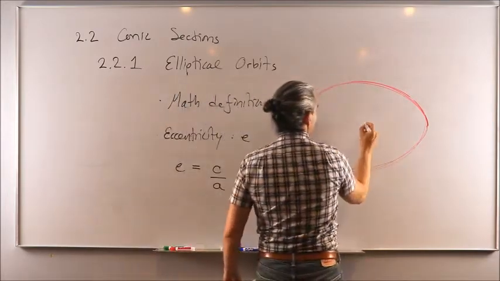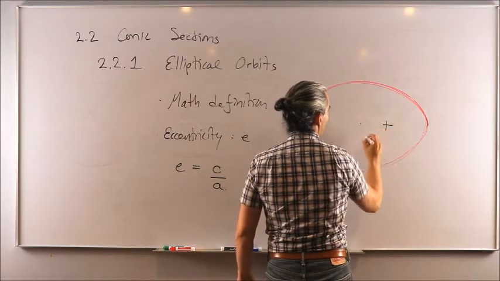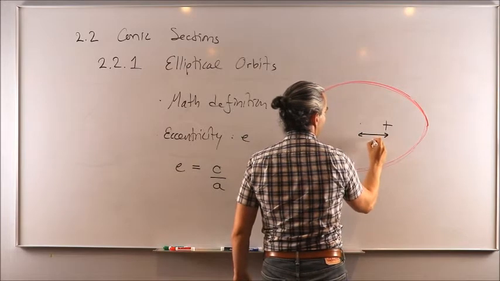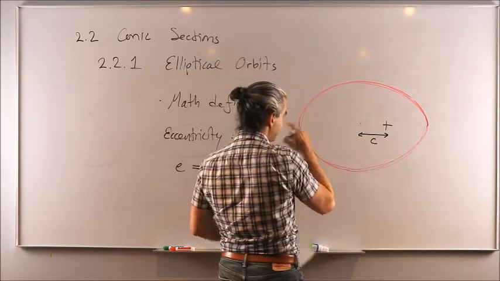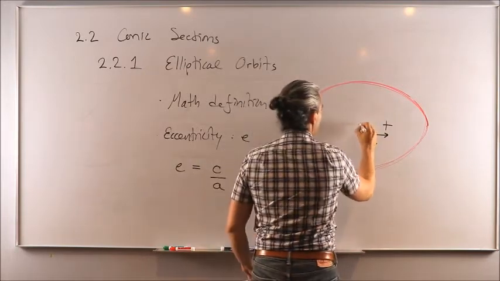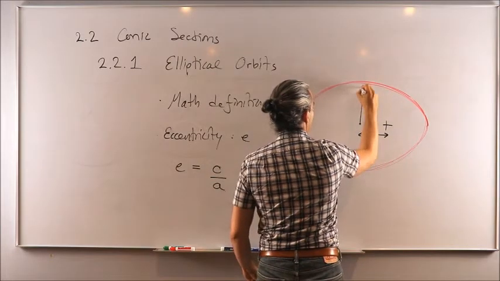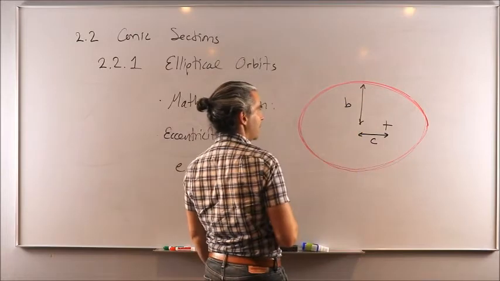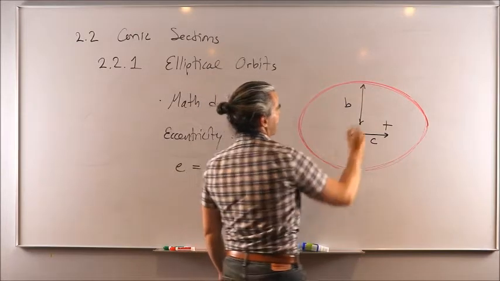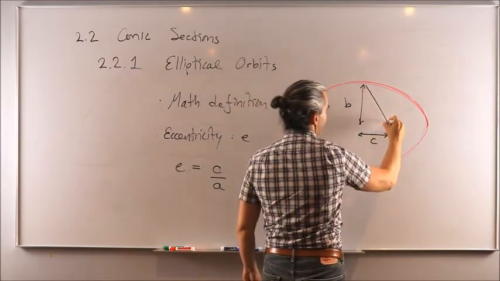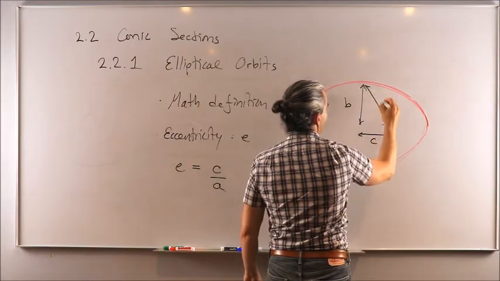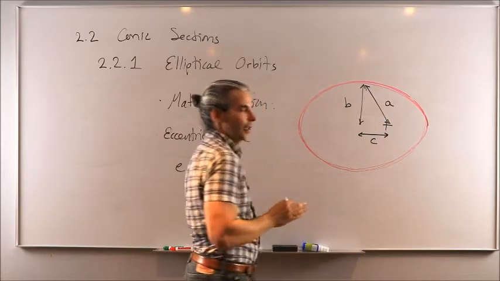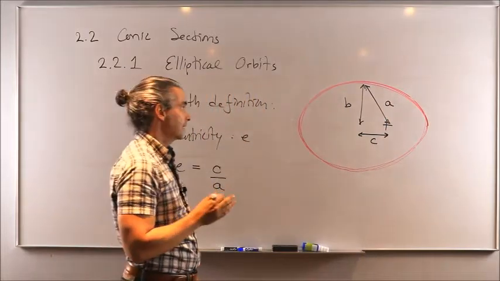We have our center. We have one focus here. This side has a length of C. From the center all the way up, this side has a length of B, our semi-minor axis. And this side here turns out will be of a length of A, semi-major axis. Why is that?